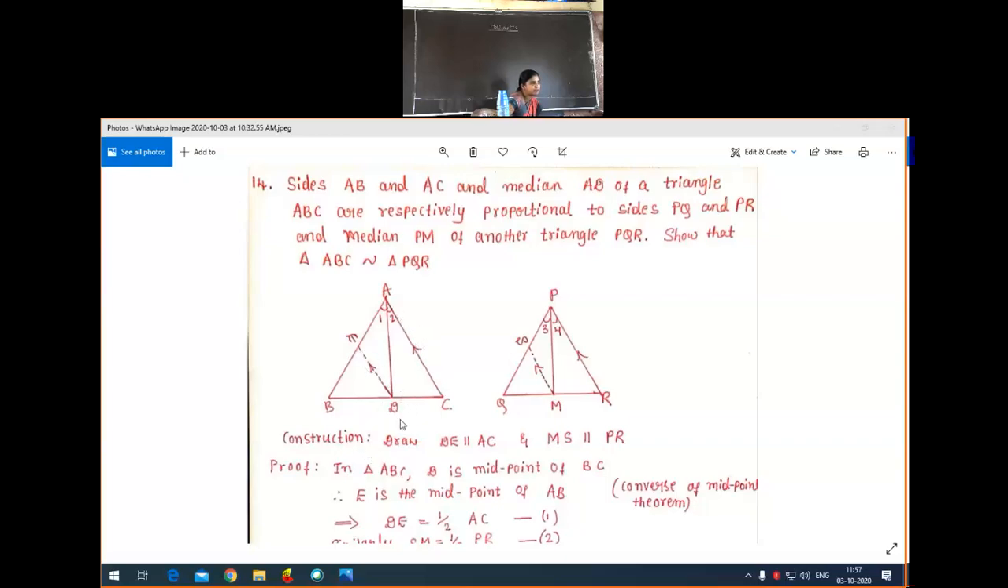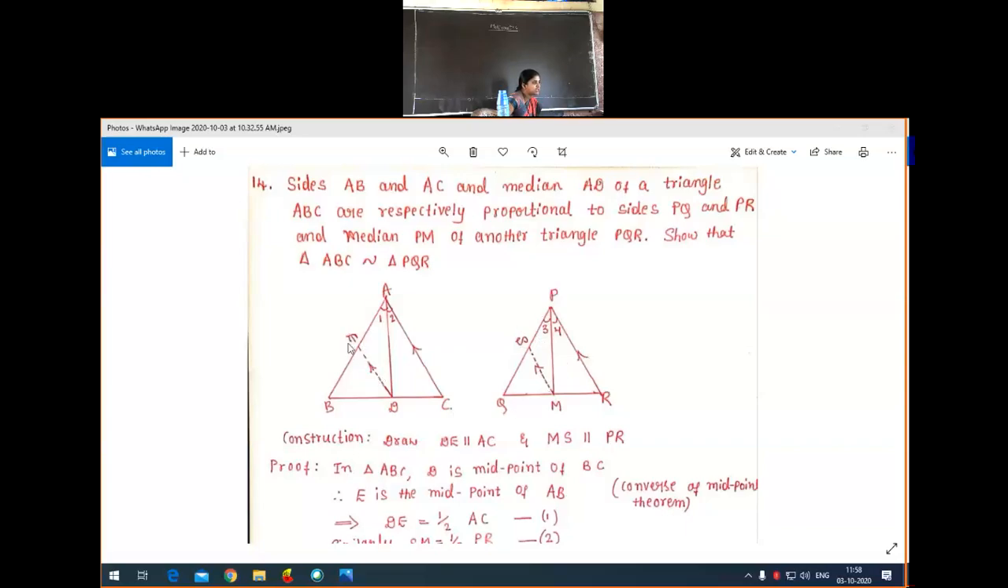But the converse of the midpoint theorem is: a line drawn from the midpoint of one side of a triangle, parallel to another side, bisects the third side. Here we are using the converse of the midpoint theorem. Whatever we learned in the 9th standard, you have to keep in mind. In triangle ABC, D is the midpoint of BC, so according to the converse of the midpoint theorem, E is also the midpoint of AB. In the same way, M is the midpoint of QR, and SM is parallel to PR, so S is the midpoint of PQ.